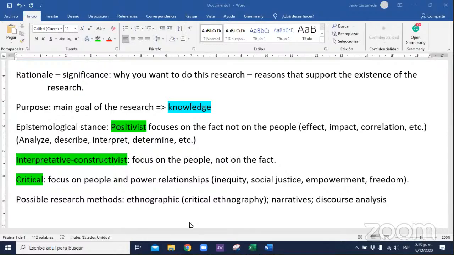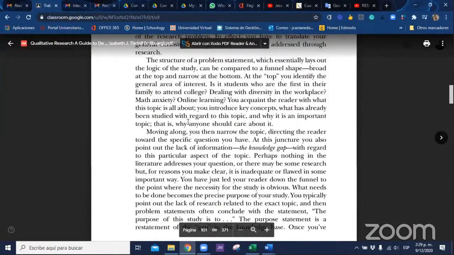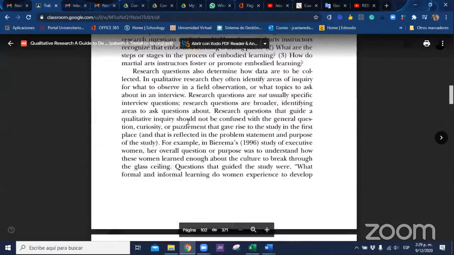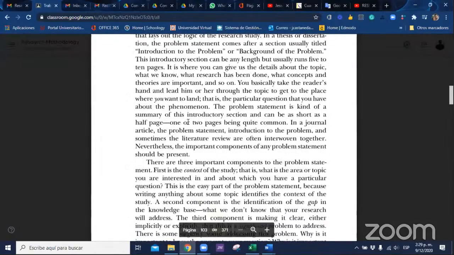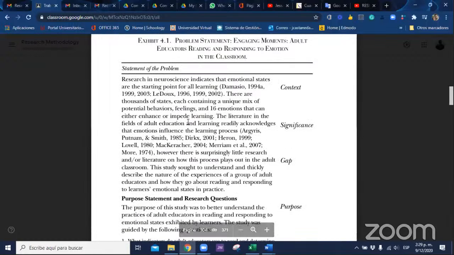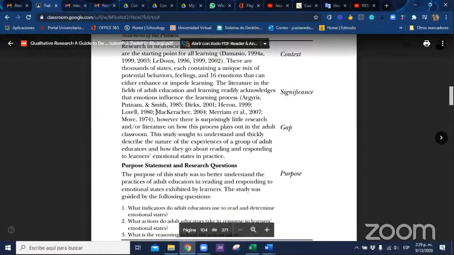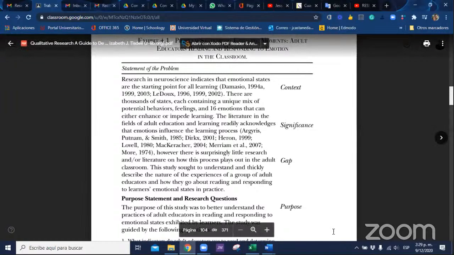So let's see one example in here, in the book. Marian stated two different examples with the four aspects that I told you, right? Taking into consideration all the previous things. This is one of the examples. Brian, could you please read this example?